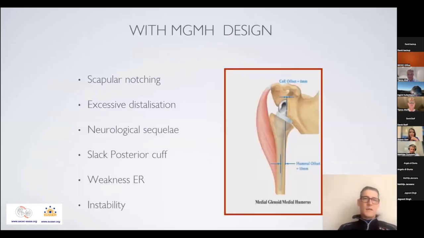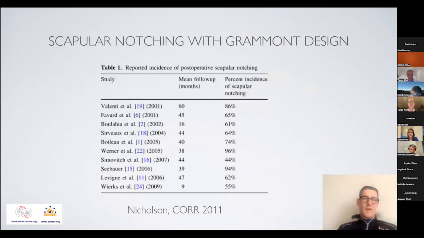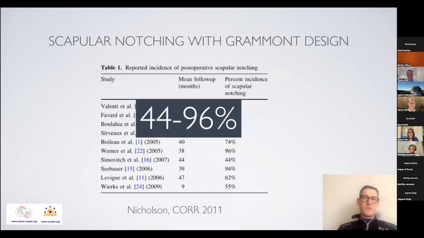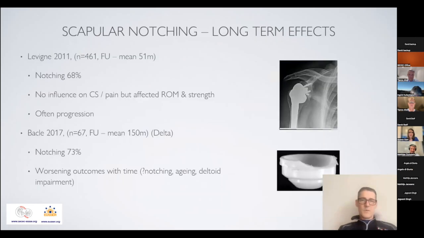Although the Grammont-style prosthesis had a lower overall failure rate, there were issues with scapular notching, excessive distalization leading to neurological sequelae, slackness of the posterior cuff causing weakness of it, particularly in external rotation, and instability. The rate of scapular notching was noted to be quite high in several published series. Although originally felt to be quite a benign issue, we now know that scapular notching can be progressive and lead to failure of the prosthesis.